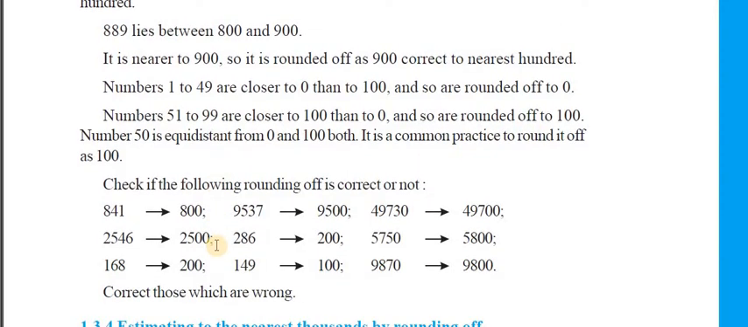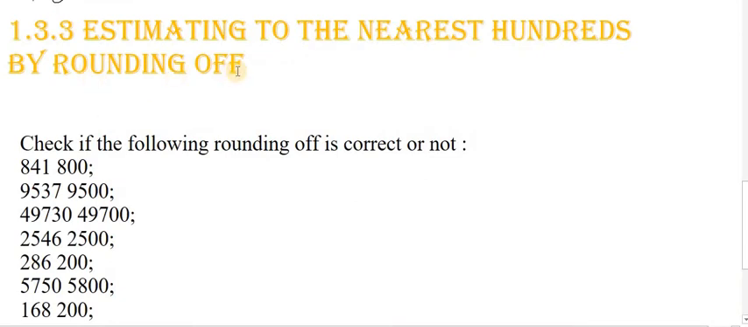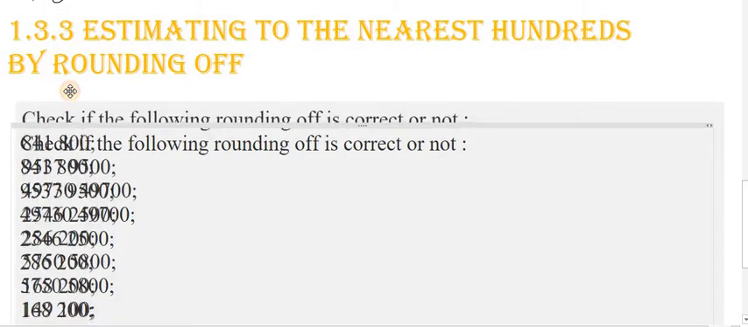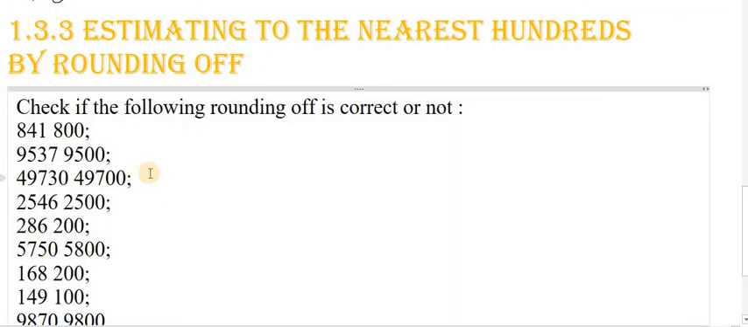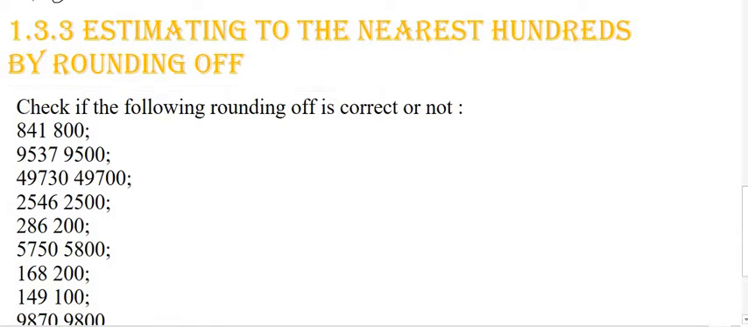Check the following round offs and say whether each is correct or not. So you're going to check whether the given rounded numbers are right or wrong. Okay, without getting late, we'll see this. Estimating to the nearest hundreds by rounding off, here they're asking us to check if the following round off is correct or not, and if there are any wrong ones, you are going to make them correct. So first, before starting that, what are the rules for rounding off to tens we have done?